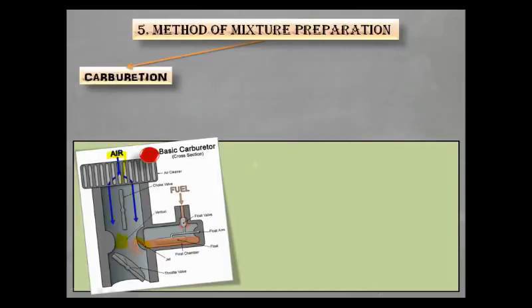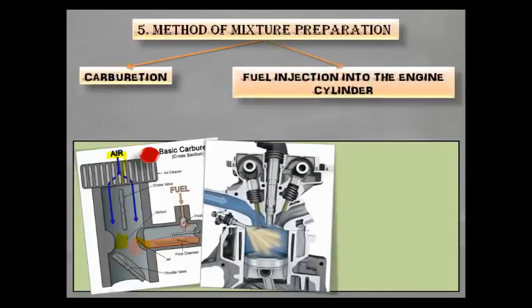Second is fuel injection into the engine cylinder. Fuel injection is the system for introducing fuel into the internal combustion engine. Fuel is transported from the fuel tank and pressurized using fuel pump. This fuel is directly injected inside the cylinder by fuel injector, and air is introduced via the intake port. As we can see, the fuel is injecting over here and air is injected through the intake port.